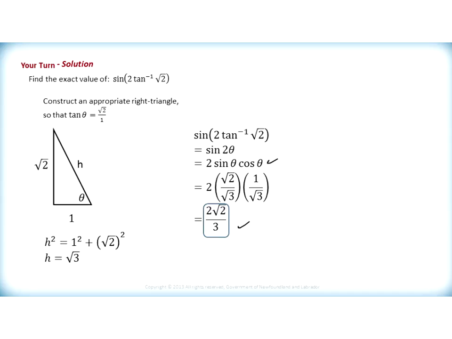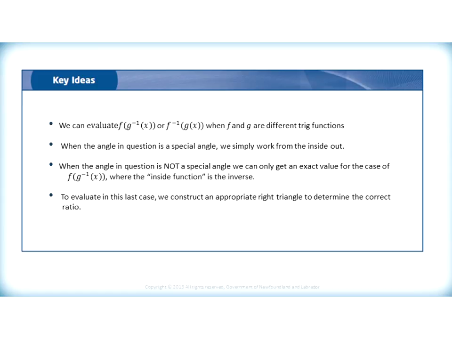Okay, so we'll move along from there then, and we'll take a look at some of the key ideas of the things that we talked about in this session. So some of our key ideas. It says we can evaluate inverse trig functions, f of the inverse of something else, or f inverse of the original g, that's something else, when they are different trig functions. When the angle in question is a special angle, we simply work from the inside out.